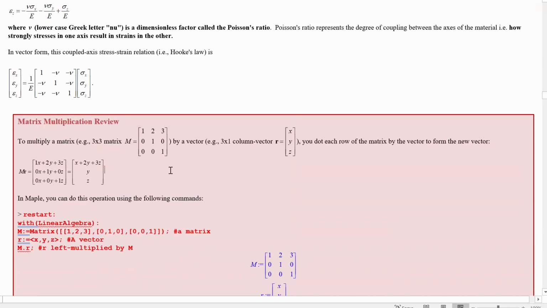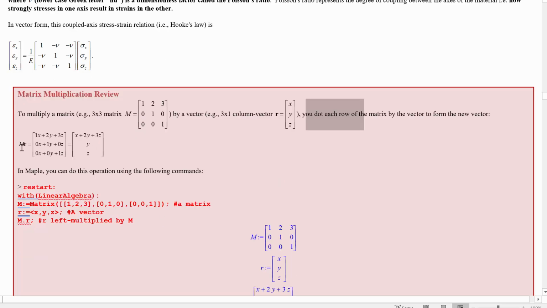If you want to multiply a matrix by a vector, what you do is dot product each row of the matrix by that column vector. So M times R is going to be the first component here times X plus the second component times Y plus the third component times Z, all added up, and then same thing for the second row dotted with that, and the third row of the matrix dotted with that to get the last component.